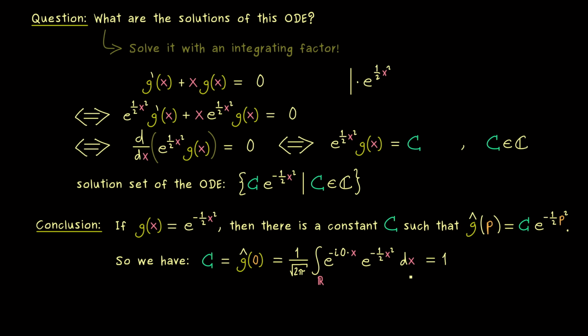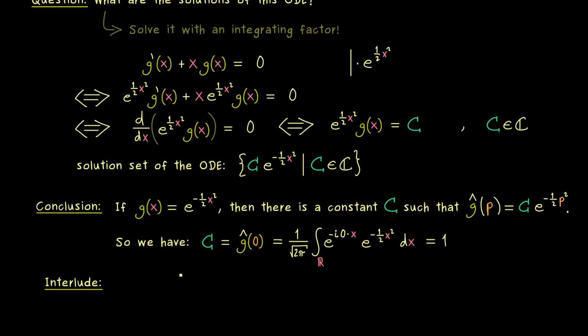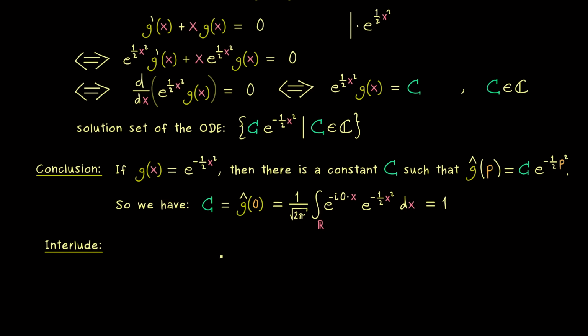And this immediately tells us that the function g is actually the fixed point of the Fourier transform we searched for. However, I think before we continue, it could be good to show you the calculation for this integral explicitly. So I call it an interlude because it's not about a Fourier transform, but just about calculating a special integral.